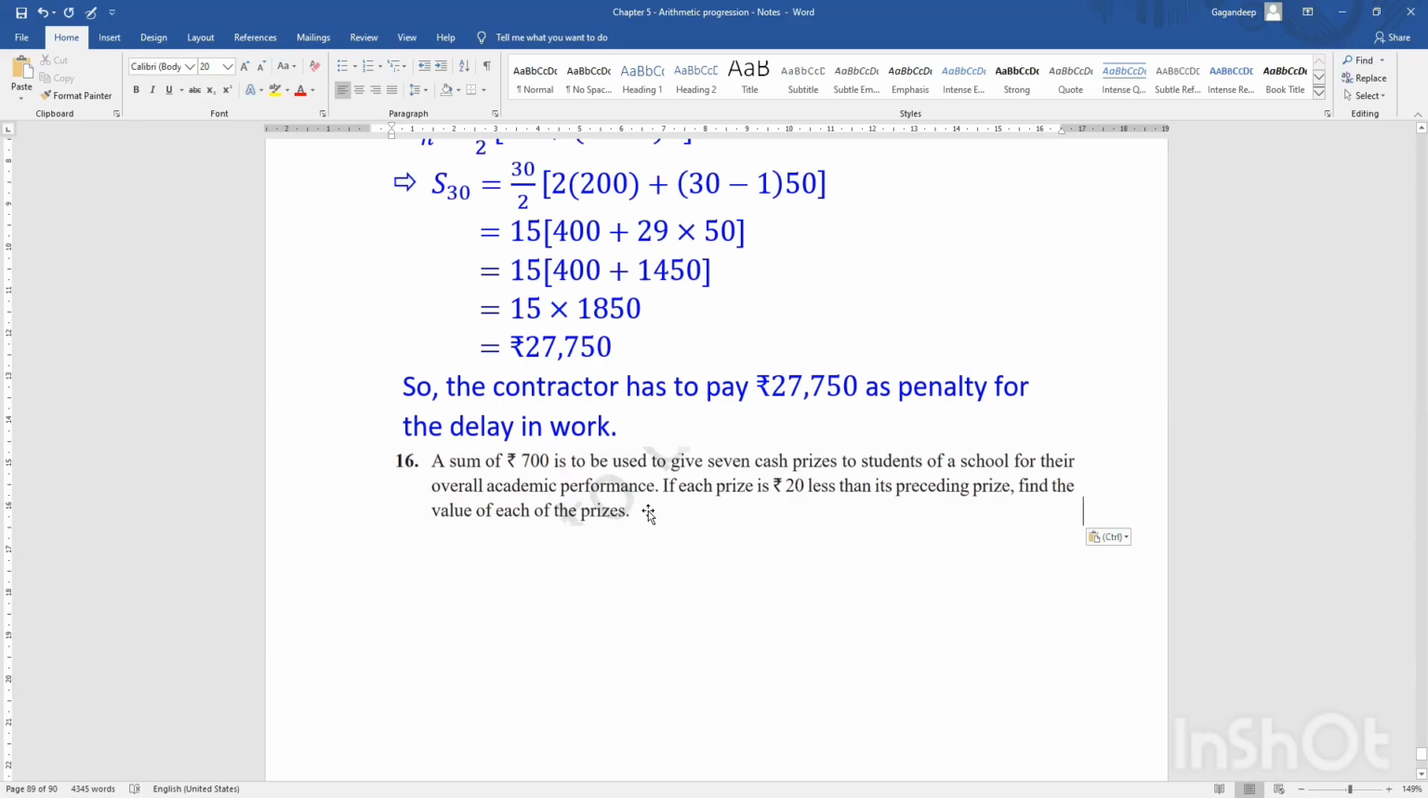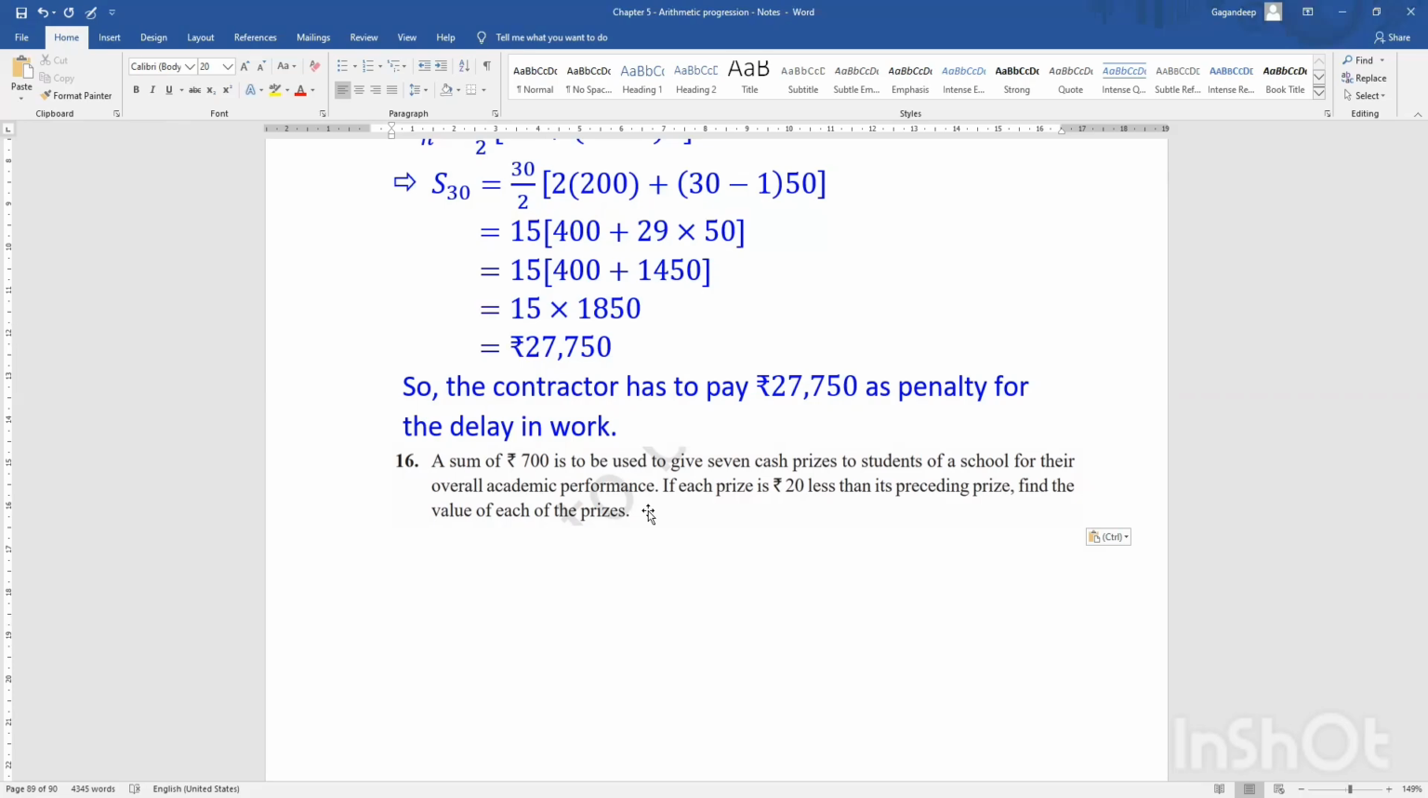A sum of rupees 700 is to be used to give 7 cash prizes to students of a school for their overall academic performance. If each prize is rupees 20 less than its preceding prize, find the value of each of the prizes. Okay. So now the total prize amount is 700 rupees. And here they're clearly mentioning that each of the prizes is rupees 20 less than the preceding prize.